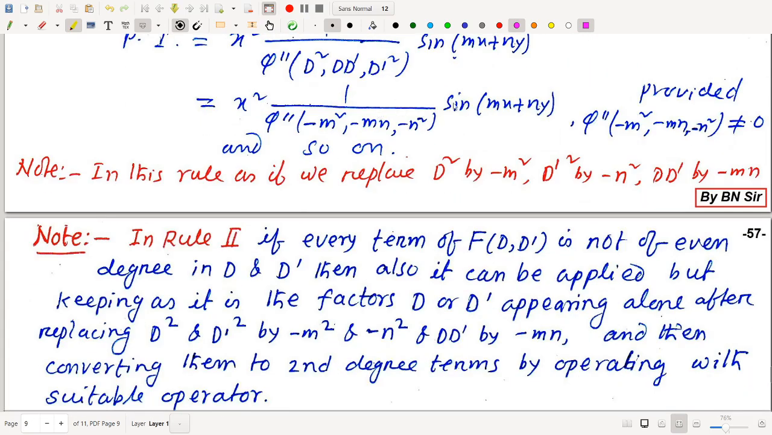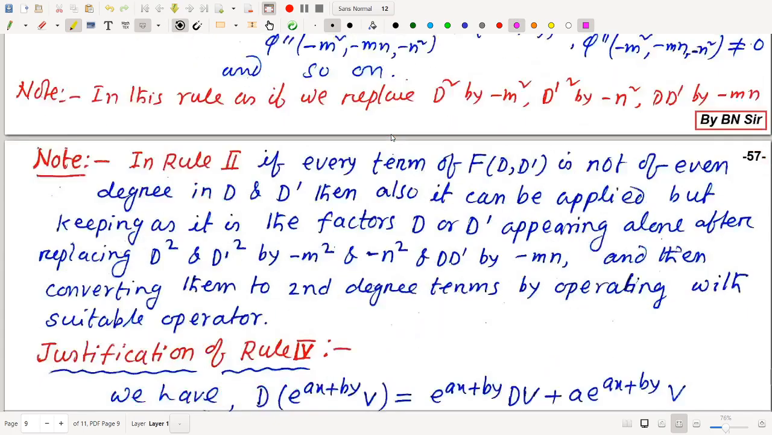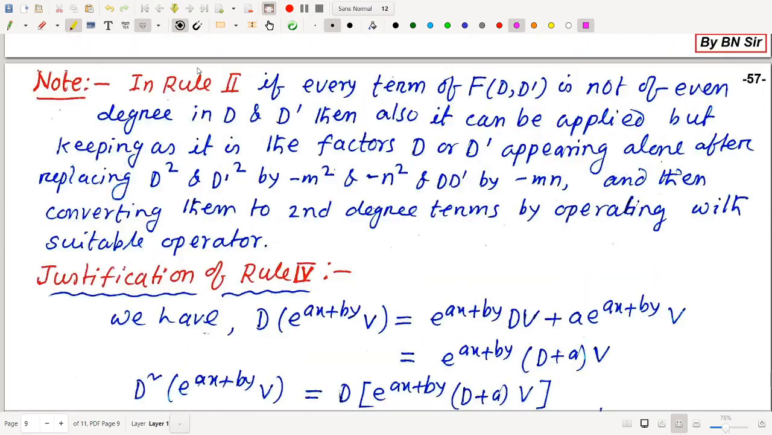This also has a proof, but we are not proving it. Now in the note, in rule 2, if every term of f of D, D dash is not of even degree in D and D dash, then also it can be applied, but keeping as it is the factors D or D dash appearing alone. Suppose D cube is there, so D square into D, D square you will replace by minus m square, but D will remain. Suppose it is D dash to the power 5, then D dash square you will write, replaced by minus n square, but one D dash will remain, and DD dash by minus mn.